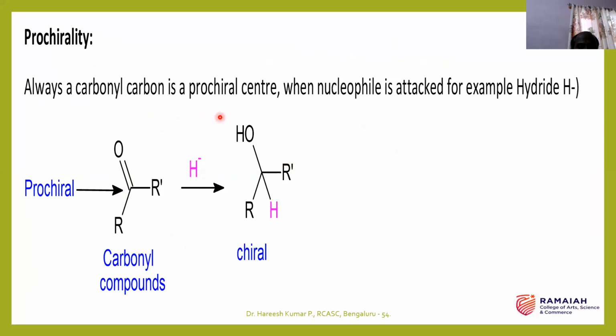Normally, many a time a carbonyl compound will be the prochiral compound. So here what you need to remember: any compound or molecule which can be converted into a chiral molecule in a single step is called prochiral, and the phenomenon is called prochirality. Many a time a carbonyl compound will be the prochiral compound, and this will be the chiral compound. Okay, I will go to the next slide.